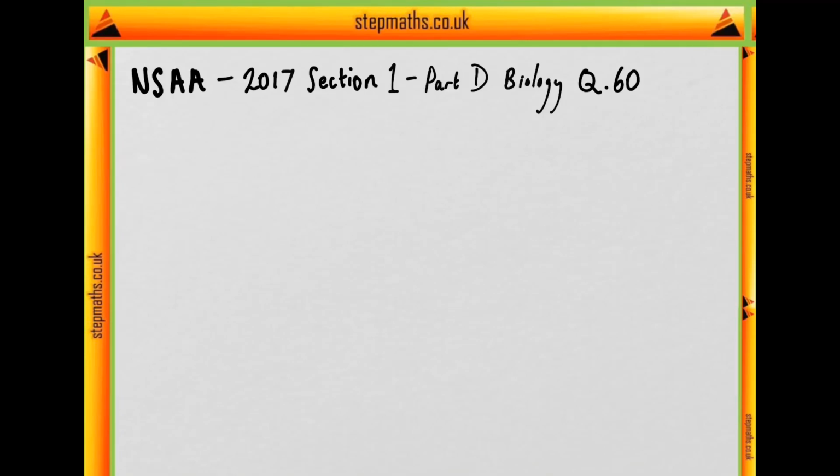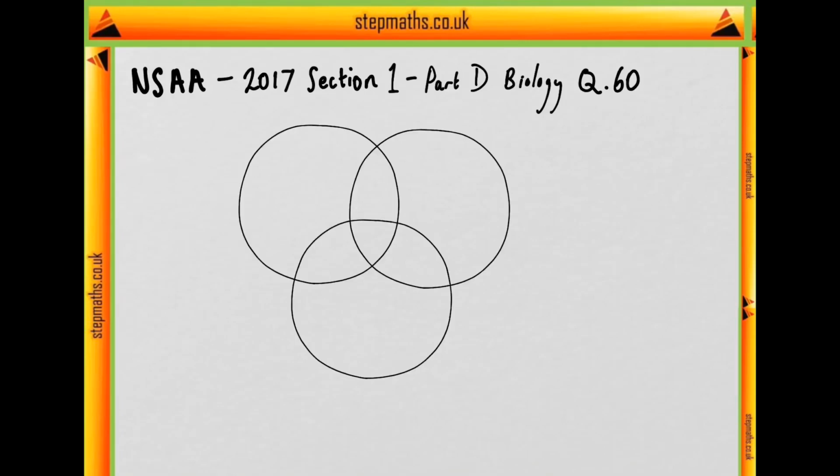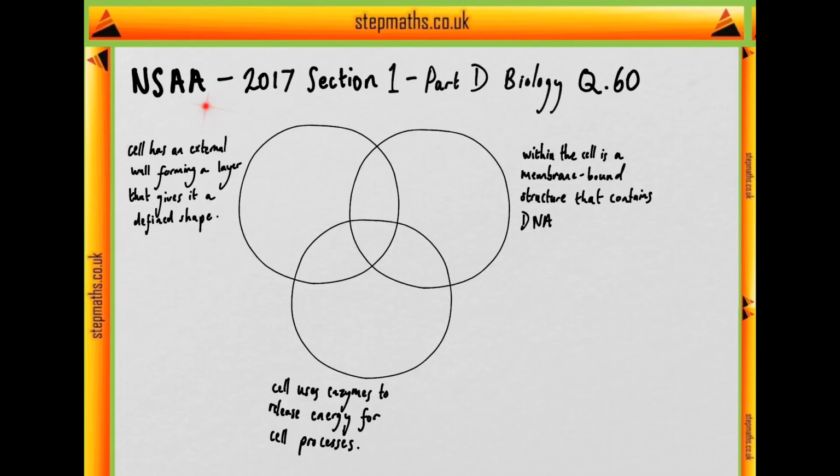Question 60, we're given a three-way Venn diagram, and we're told that it represents three features which are used to group organisms. On the far left-hand side, we have: the cell has an external wall, which forms a layer, giving it a defined shape. Bottom Venn diagram says that the cell uses enzymes to release energy for cell processes. And finally, on the right-hand side, we have: within the cell is a membrane-bound structure containing DNA.